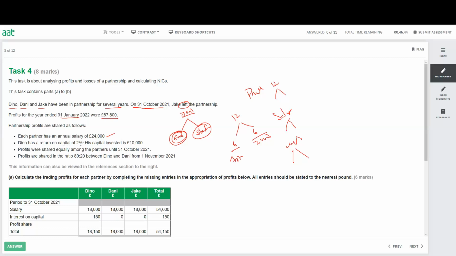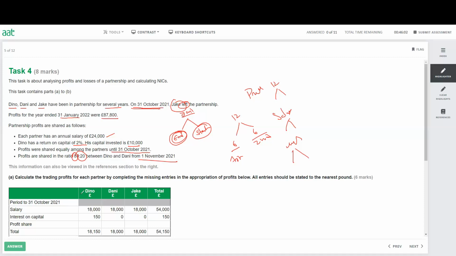Dino has a return on capital of 2%, so his capital investment is 10,000, and 2% is the interest. Profit was shared equally among the partners until 31st of October. So until Jake left the partnership, the profit was shared equally. Profit is then shared in a ratio of 80-20 between Dino and Danny. So after Jake left, Dino and Danny were taking 80% and 20% from 1st of November till January. So you need to calculate from February to October and then November to January. So you have 2 periods.